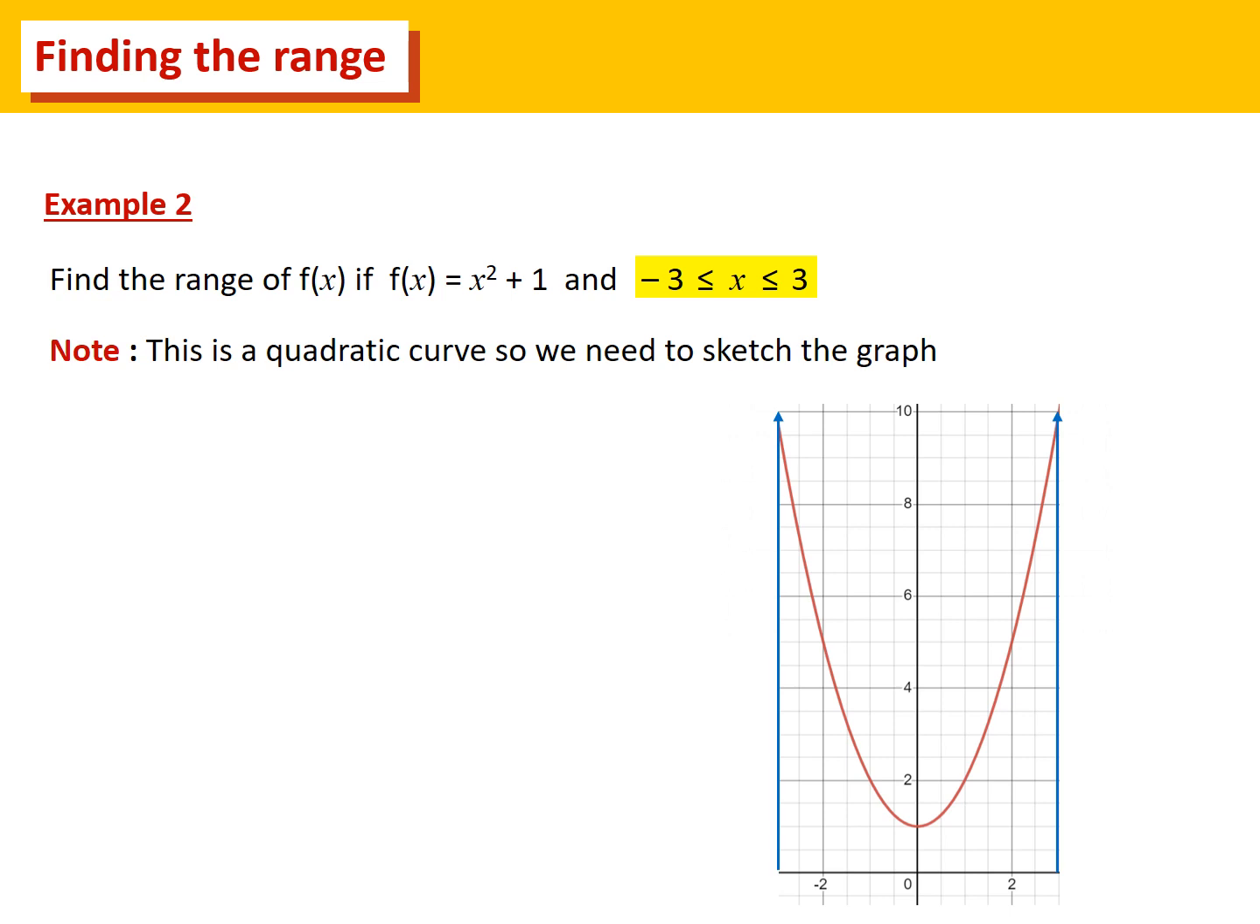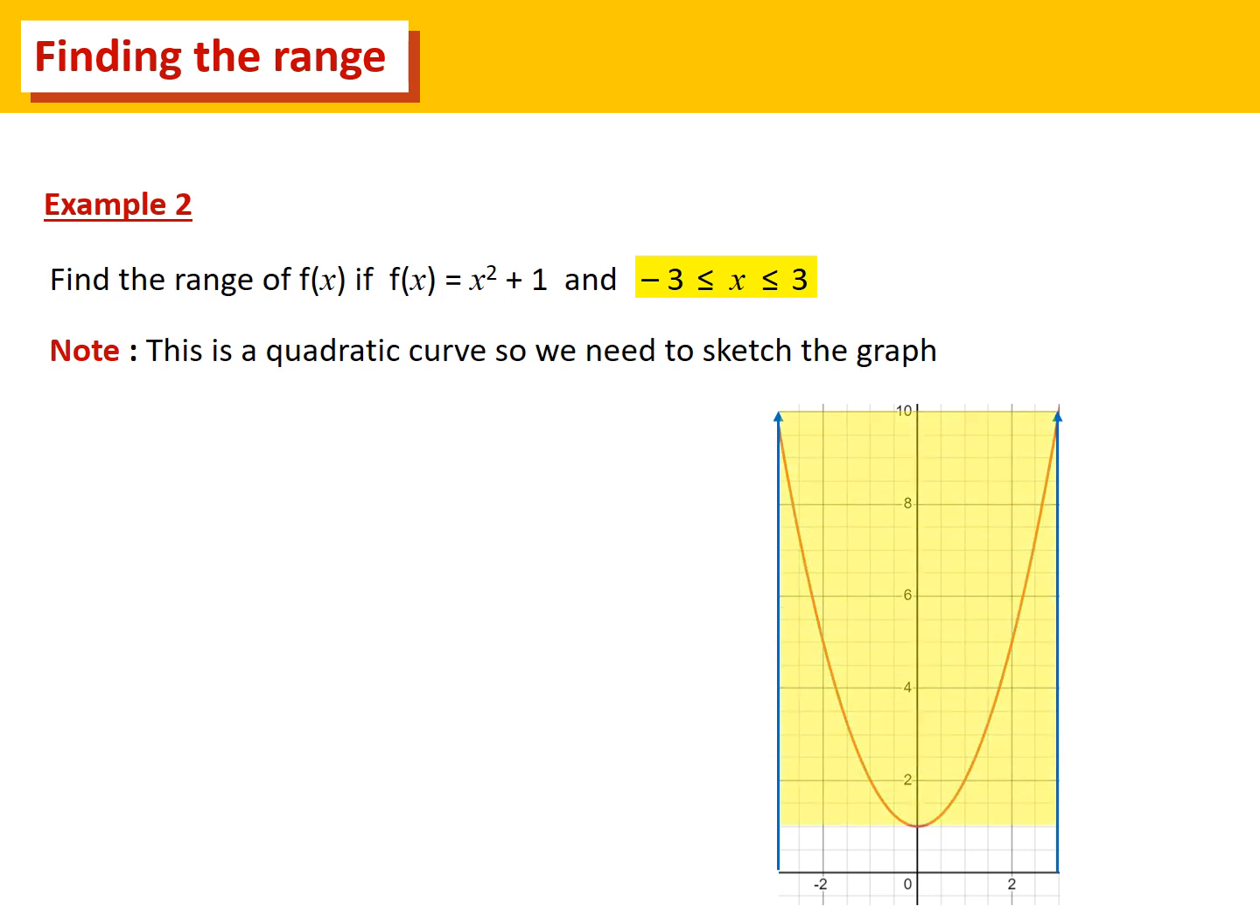Now remember, we want the range. The range are the y values. So if you have a look at the actual red curve, what is the highest value of y you can see, and what is the lowest value of y?